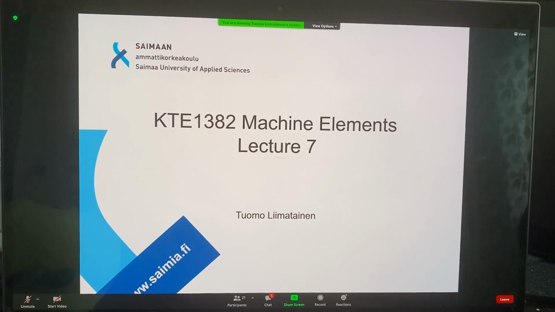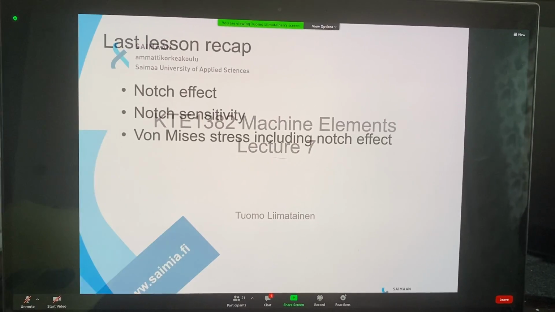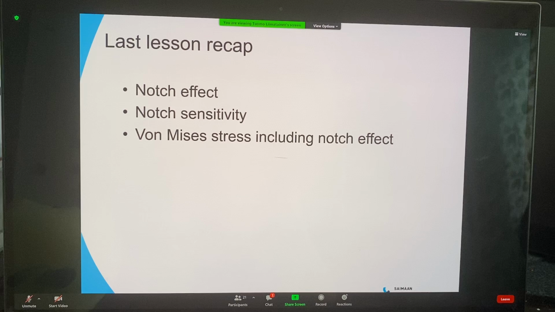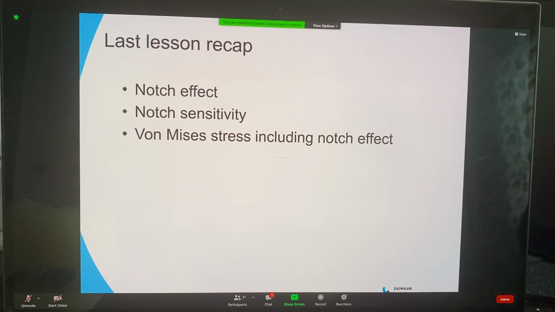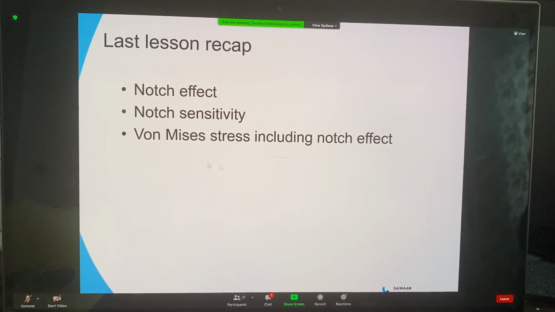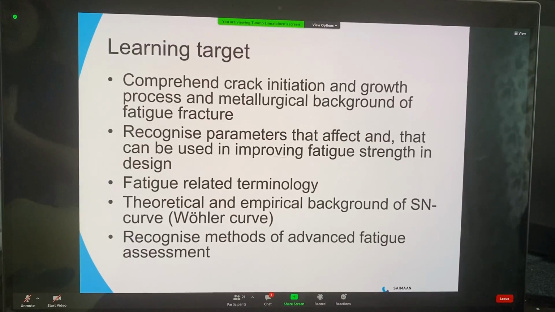So it's lecture number 7 going on, and we discussed last time the notch effect, notch sensitivity, and these parameters' effect onto the von Mises stress. And this is information that you shall need in your project work. And the learning target for today would be to comprehend something about fatigue.